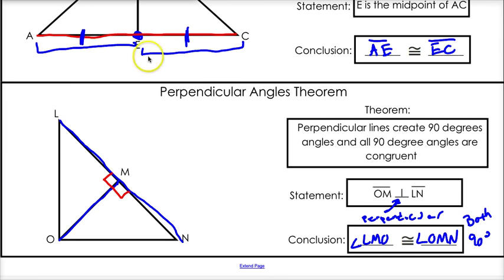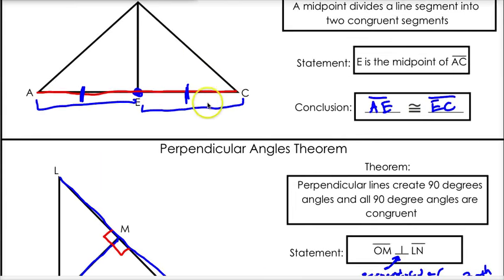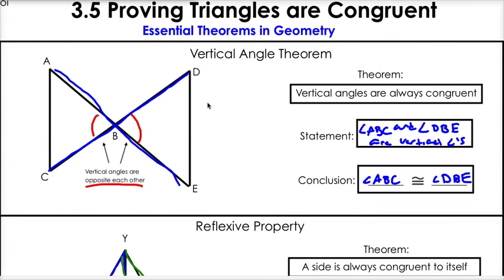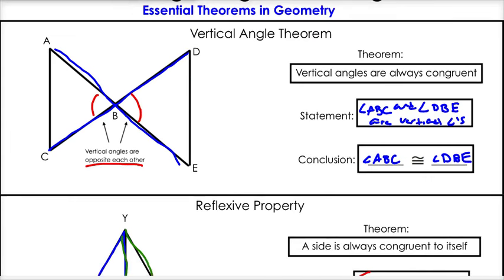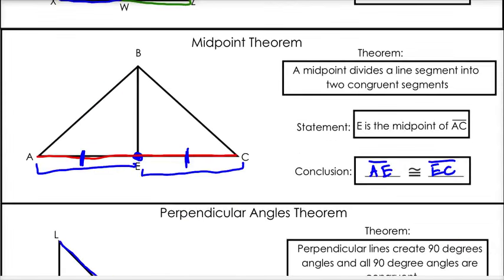Okay, so those are the 4 theorems that you need to know to make this lesson a piece of cake. Review them. If you have to watch this again, do it. But these 4 will make this lesson a piece of cake. All right, let's move over to writing some proofs, huh?